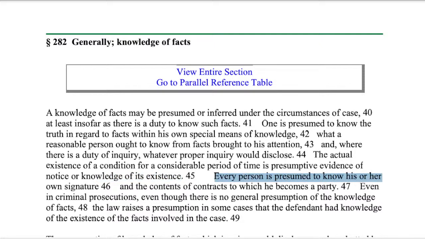Every person is presumed to know his or her own signature and the contents of contracts to which he becomes party. Ooh, now this is an important one here. Every person is presumed to know his or her own signature. Now, when they say his or her, we're speaking more so about a natural person here, I believe. And the contents of contracts. How many people really know all the contents of contracts to which they've become party?